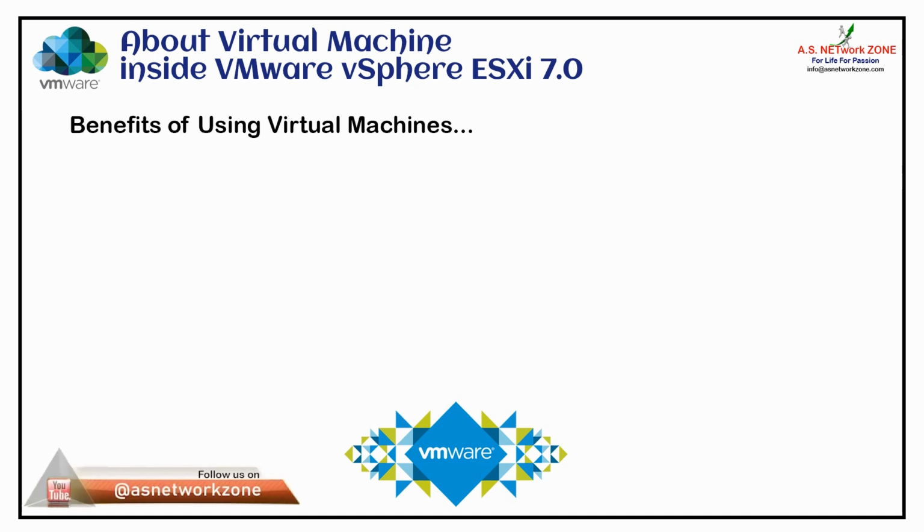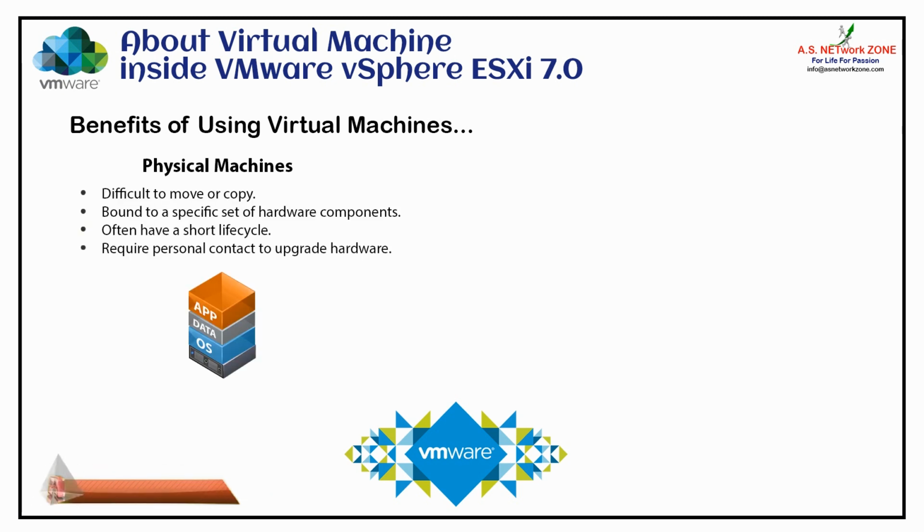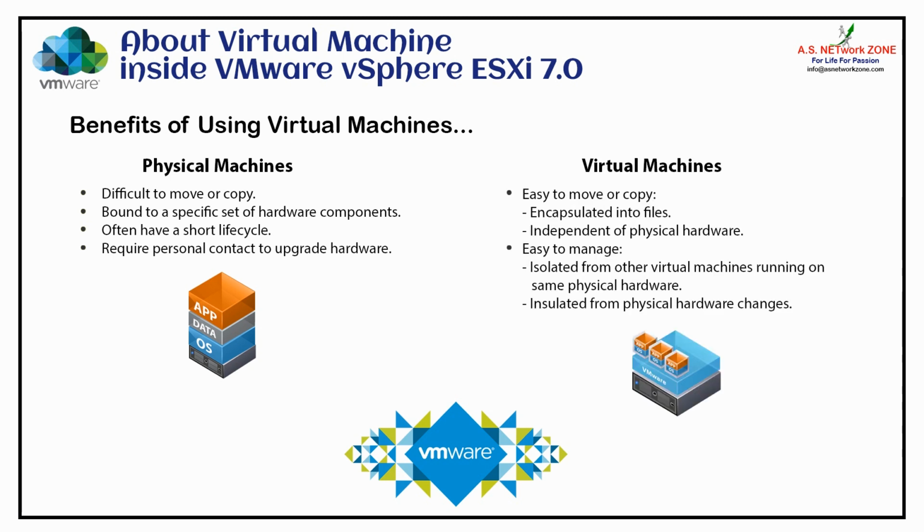And if we talk about the benefits of using a virtual machine in comparison to a physical machine, then a physical machine is difficult to move or copy, bound to a specific set of hardware components, often has a short life cycle, and requires personal contact to upgrade hardware. Whereas a virtual machine is very easy to move or copy, encapsulated into files, independent of physical hardware, and easy to manage, such as isolated from other virtual machines running on the same physical hardware, and insulated from physical hardware changes.